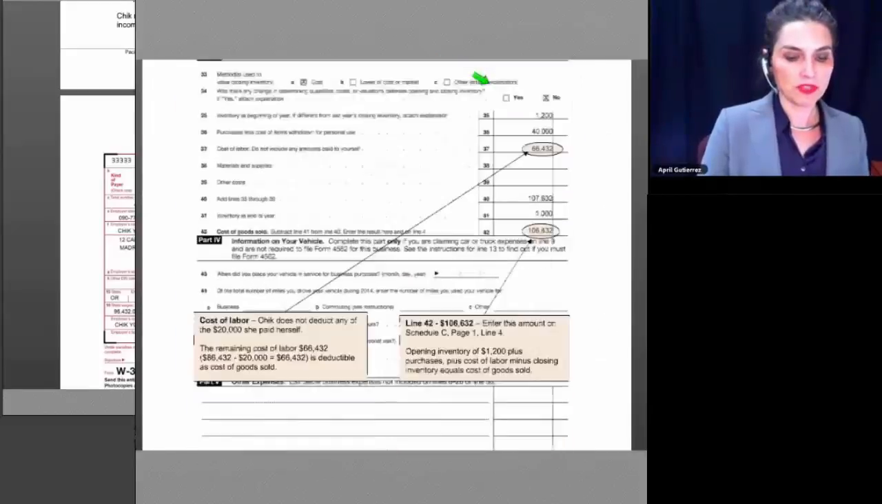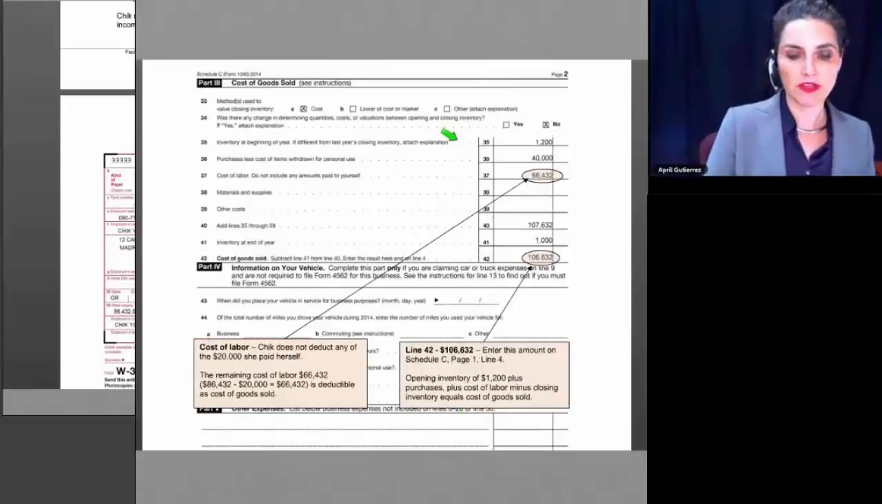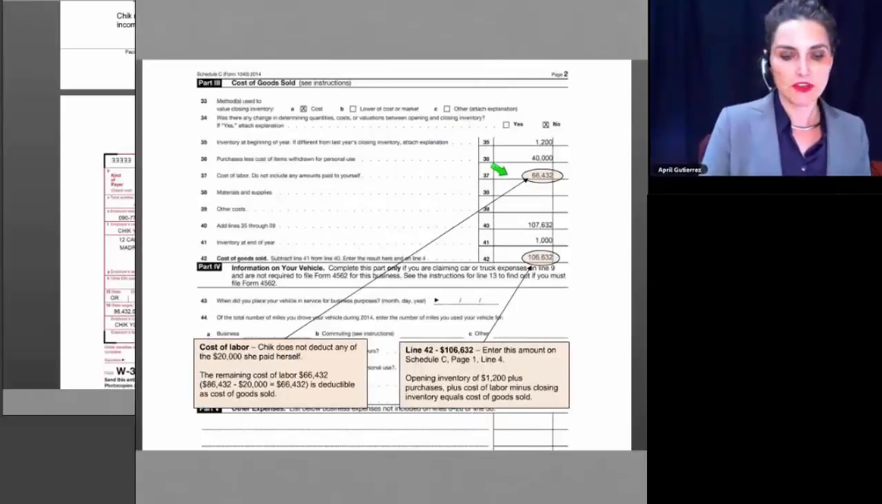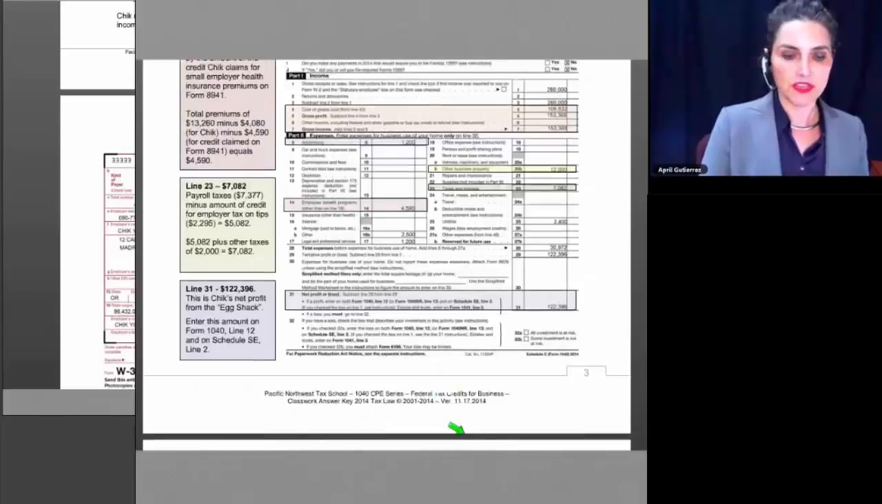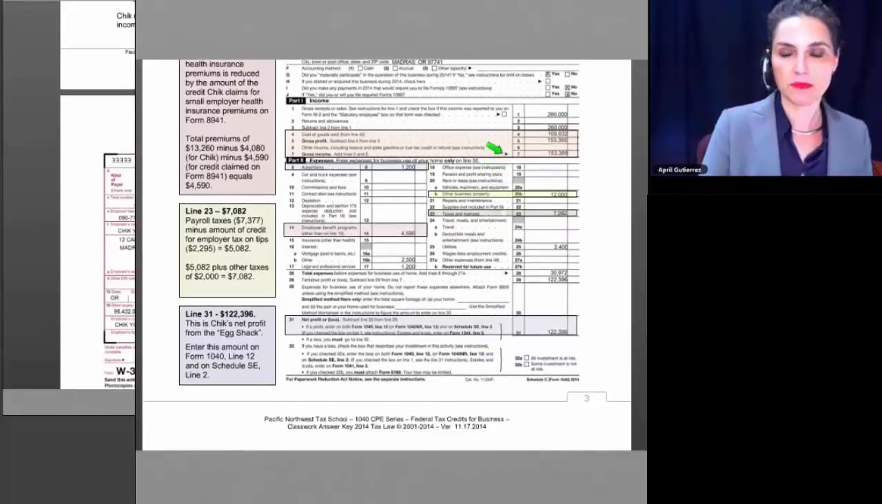And if we move over to page 2 of the form, you can see here that her opening inventory was 12, purchases were 40, her cost of labor is 66, her closing inventory is 100, and her cost of goods sold is coming out at 106,632. So that number pulls over and is entered on line 4. We subtract that from her gross sales, and we end up with gross income before expenses of $153,368.